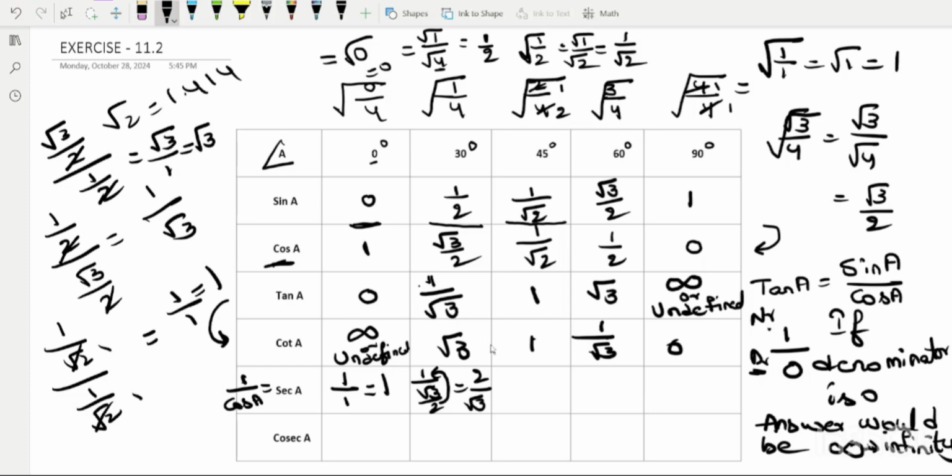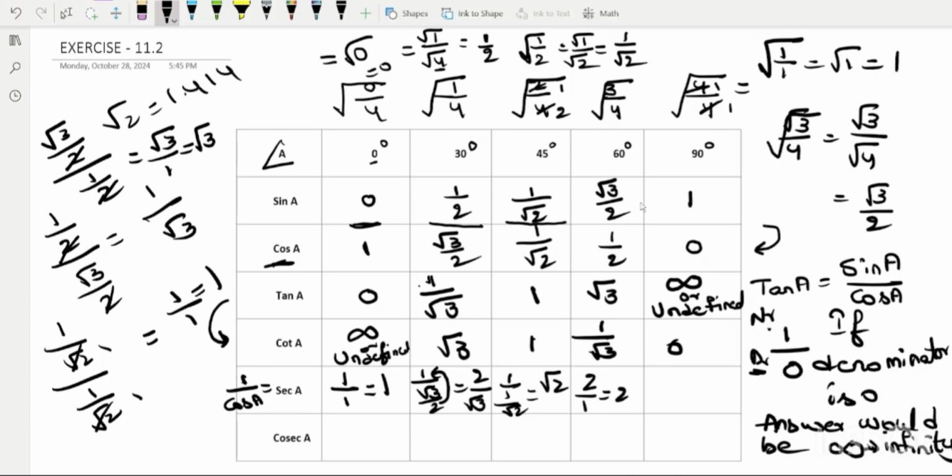Or else you can write them directly in the reverse way. So you have the value of cos A is root 3 by 2. Then the secant A would be reverse of it. So 2 by root 3. And the next value is 1 by root 2. You can write in reverse way. Root 2 by 1 is root 2. And the value of cos 60 degrees is 1 by 2, and the secant value would be reverse of it. It would be 2 by 1, which is 2.